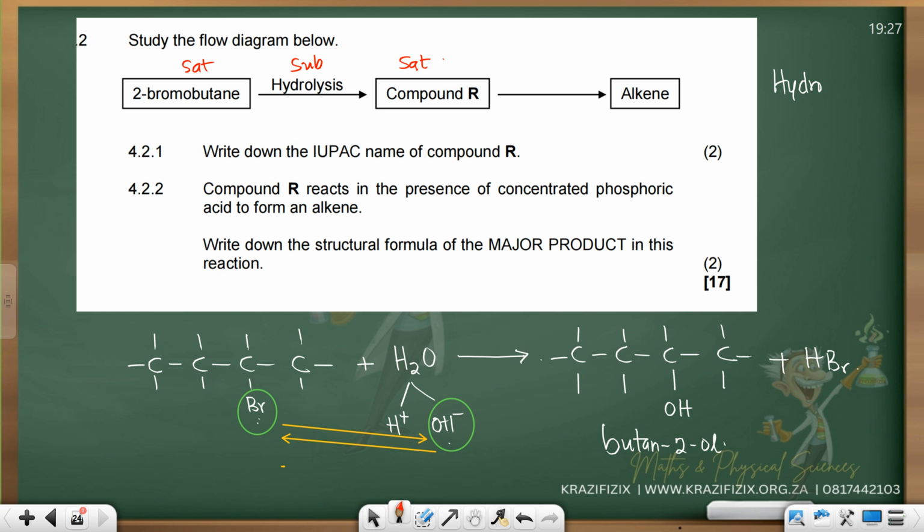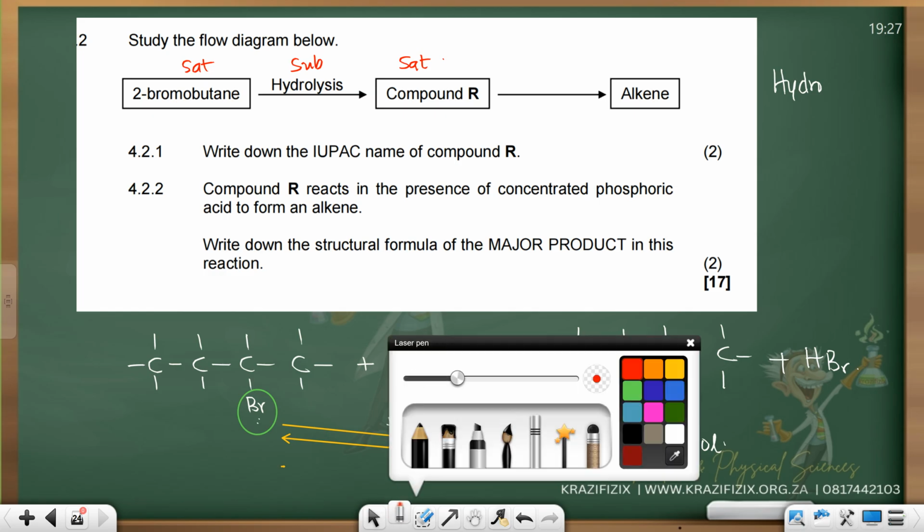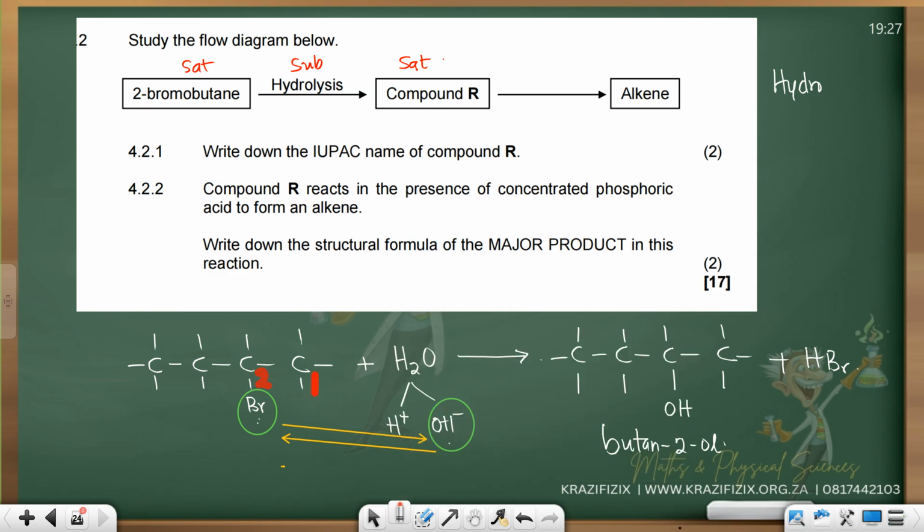Guys, look at compound, the last one. Is the Br not on the C2? Yes, it is, Lerato. I'm counting from the left-hand side. Carbon 1, carbon 2. Lerato, thumbs down or thumbs up now? Are you okay now? So it depends on where you're counting from.